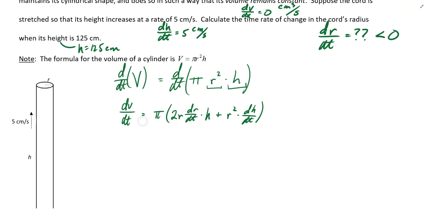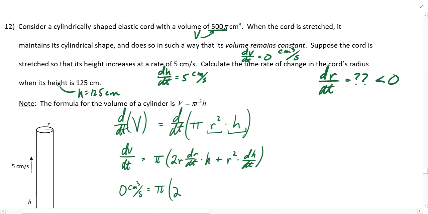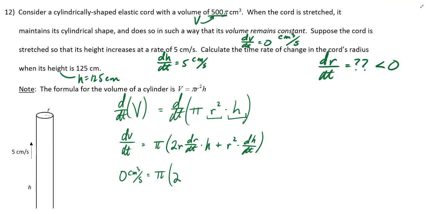And for as odd as this expression now looks, I think we're actually in pretty good shape because we have a lot of this information given to us already. For example, the volume does not change. dV/dt remains at 0 centimeters cubed per second. Let's see, was there some other given information? The volume of this cord is 500 pi cubic centimeters.